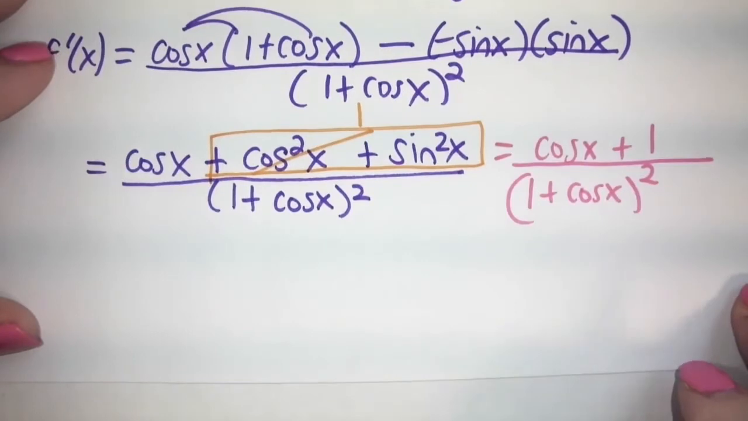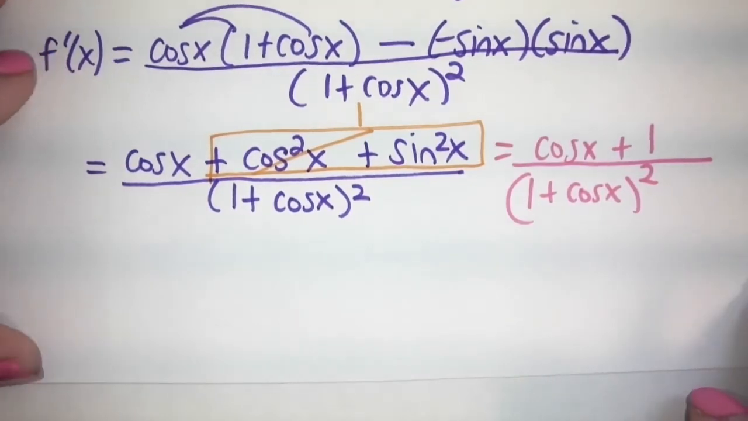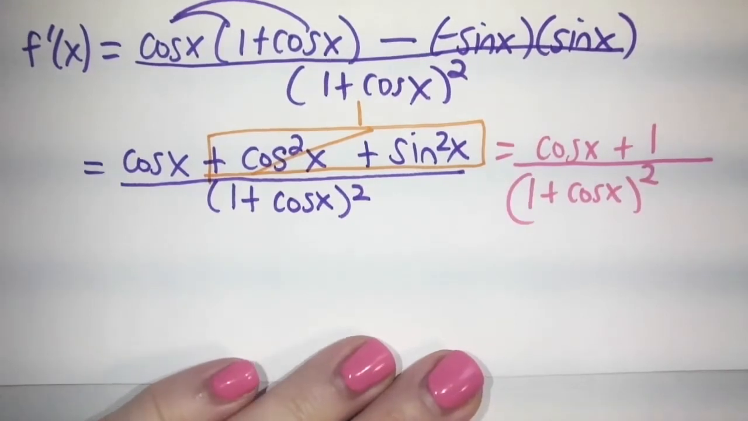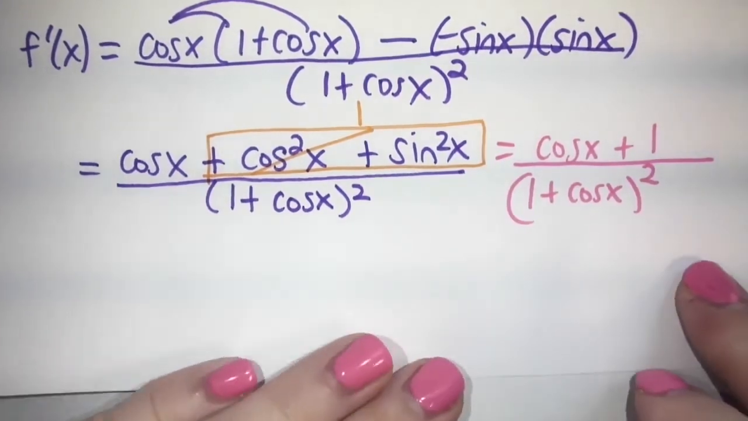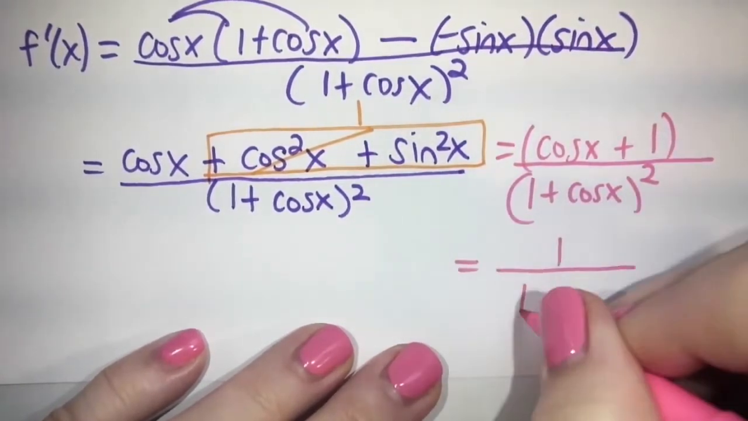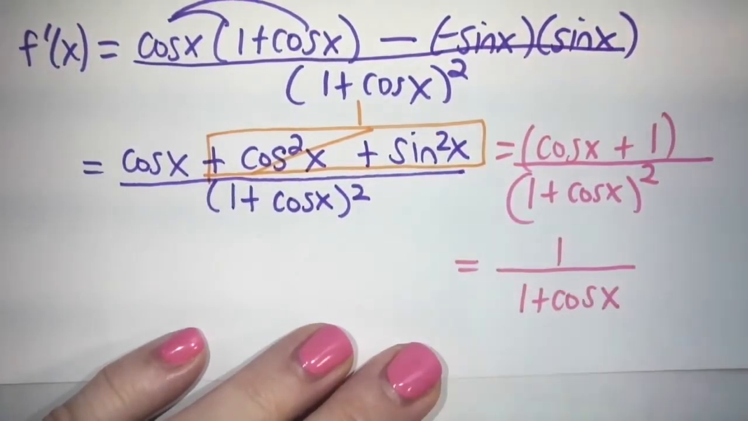And this is an interesting one because not only does it have an identity, but then it has canceling. 1 plus cos x is really what we have on the top if we switch the order. And we have 1 plus cos x squared on the bottom. So we can cancel one of the 1 plus cos x's. And our answer will be 1 over 1 plus cos x.